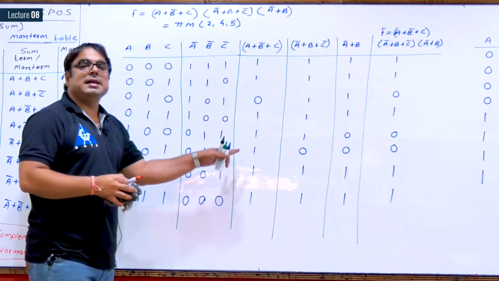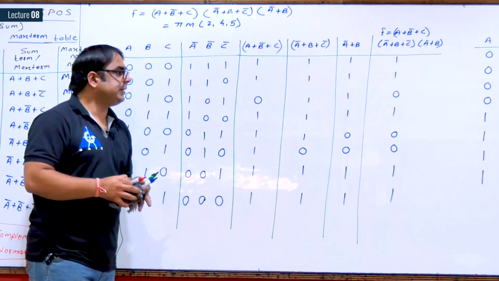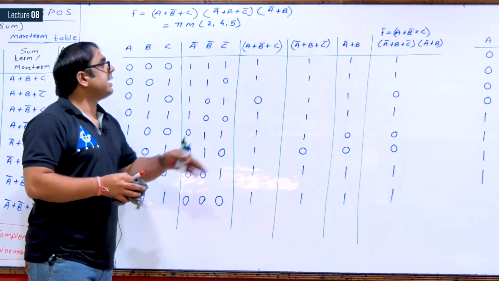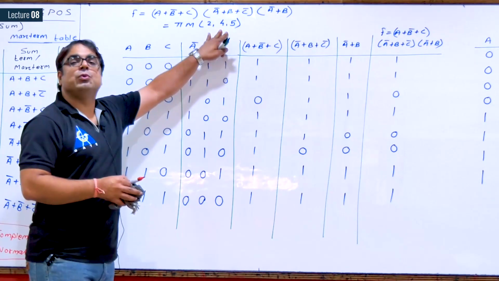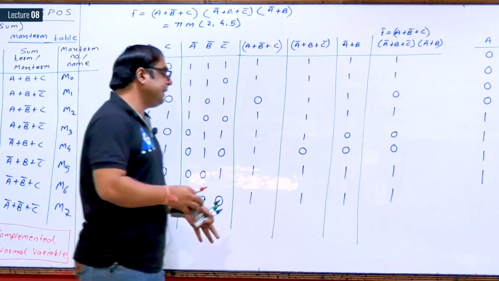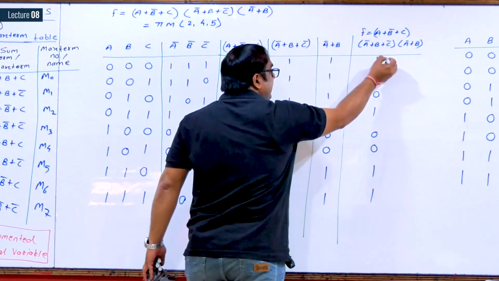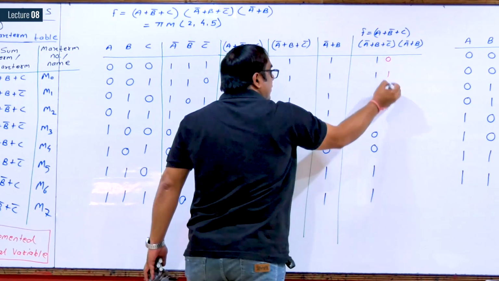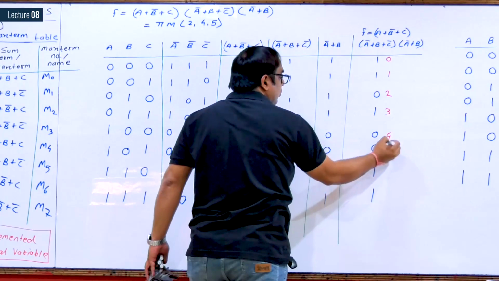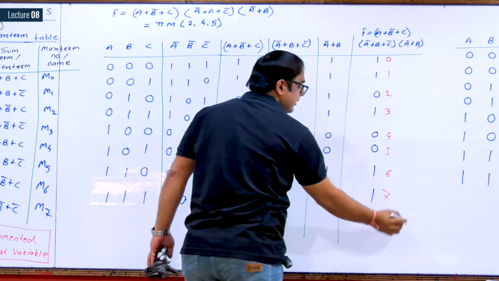Now this is the table, I have completed it. Now to understand what this 2, 4 and 5 means, at the end of the output column, let me write the combinations 0, 1, 2, 3, 4, 5, 6 and 7.